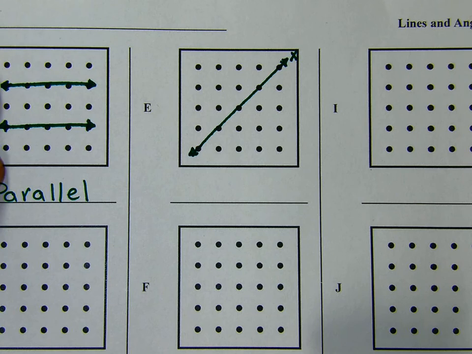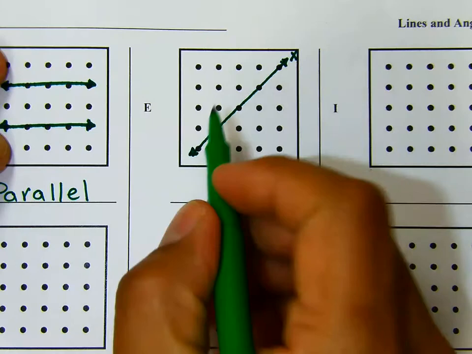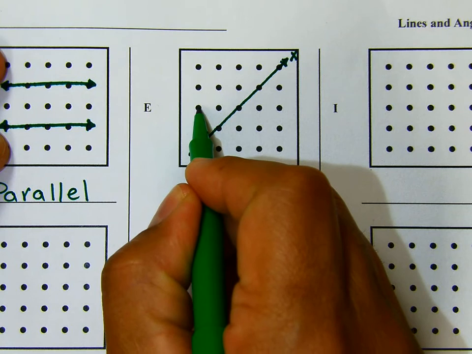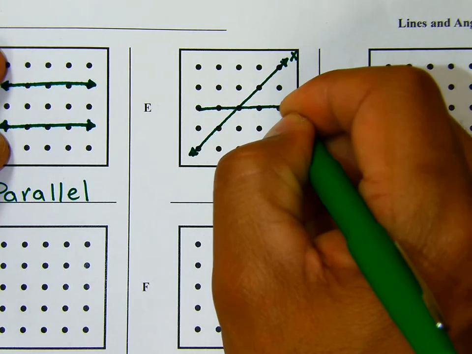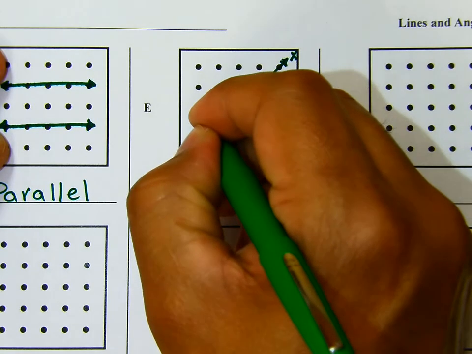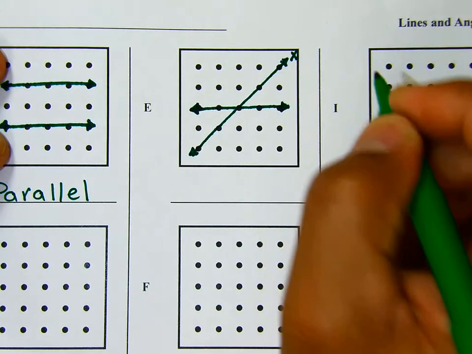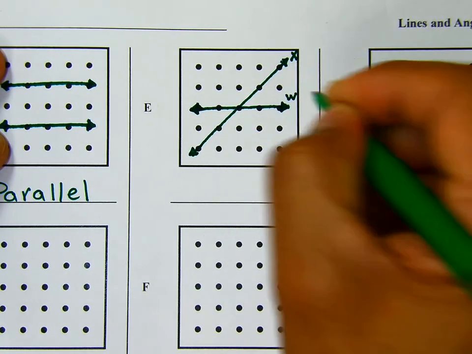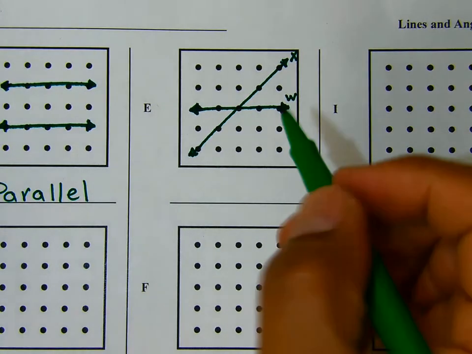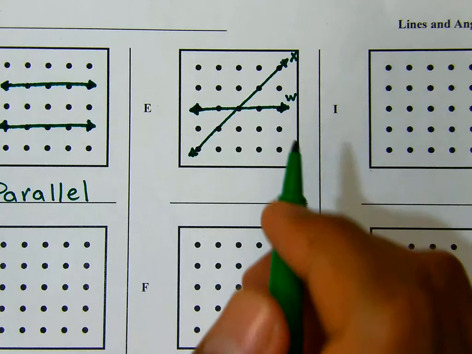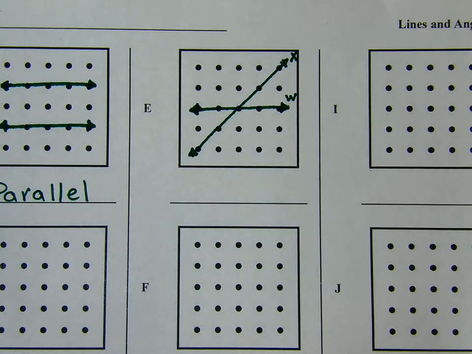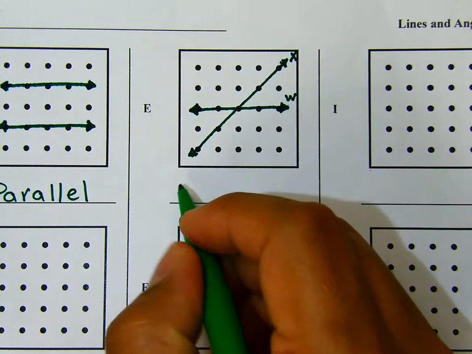So now I'm going to intersect with line W. I'm going to make a line going from this point to this point. And again, I'm going to draw an arrow because this is a line. And we'll call this line W. So line X is intersecting with line W. So those two lines are intersecting lines. So let's label this intersecting.